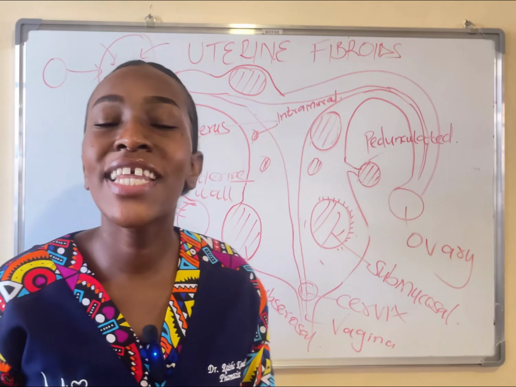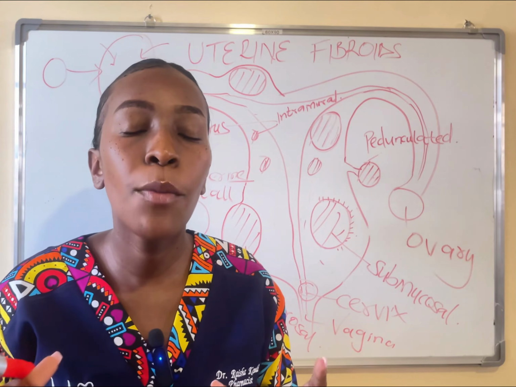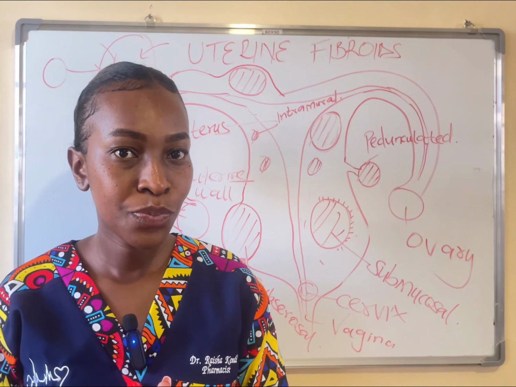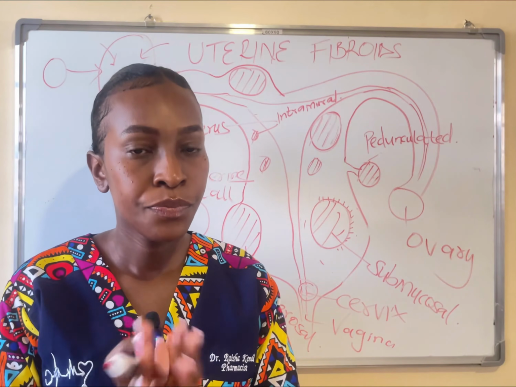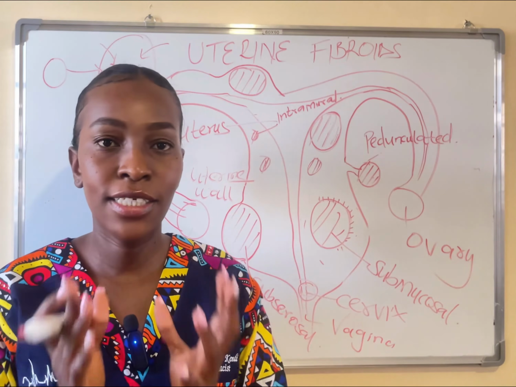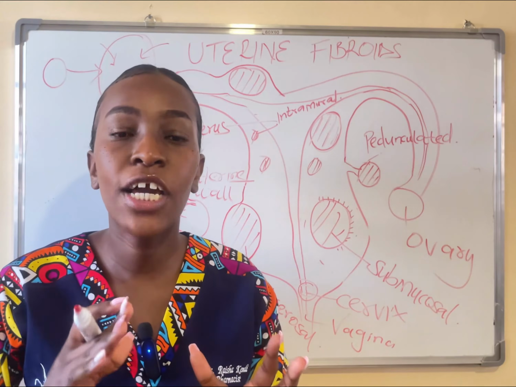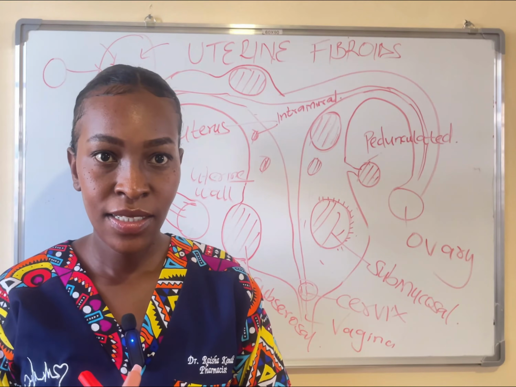But maybe this woman does not even wish to get pregnant. So they will do something we call total abdominal hysterectomy. So this is whereby now they remove the entire uterus now. All the uterus is taken out. And so now this woman cannot conceive. Now this one does not preserve fertility.